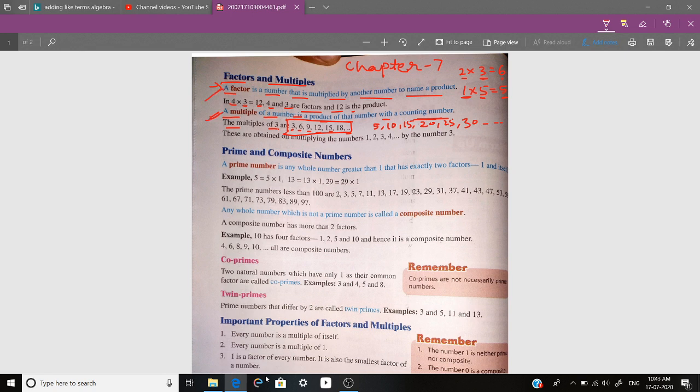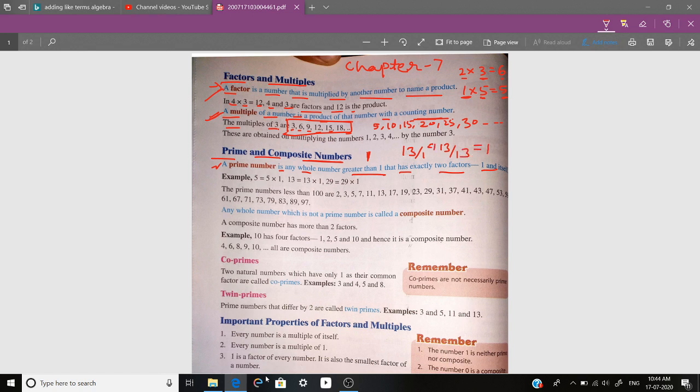Okay students, now let's talk about prime and composite numbers. What are prime numbers? A prime number is any whole number greater than 1 that has exactly two factors, 1 and itself. Basically, a prime number is a number which is greater than 1 and which has two factors, 1 and the number itself. In another way we can say that prime numbers are the numbers which cannot be divided by any number except 1 and itself. For example, let's talk about 13. 13 is a prime number because we cannot divide 13 by any number except 1. We can just divide 13 by 1 or by 13 itself.